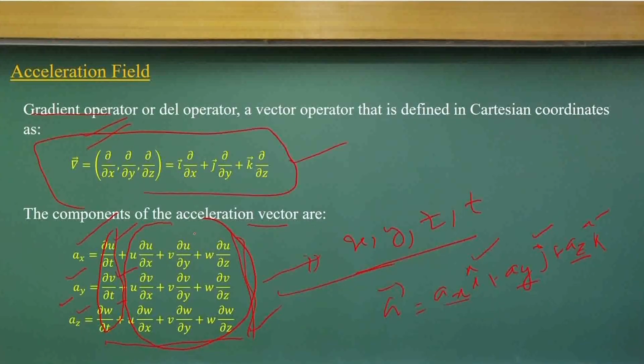Space and time: if I know this velocity variability, the partial derivatives of velocity with respect to space x, y, z, and also the time variability of the velocity with respect to time.